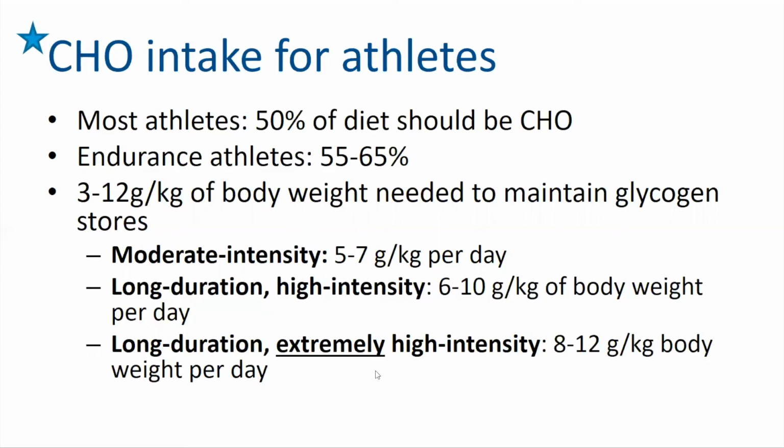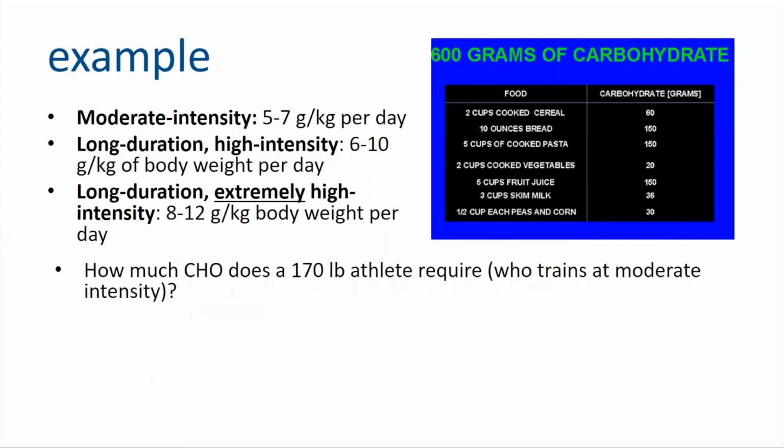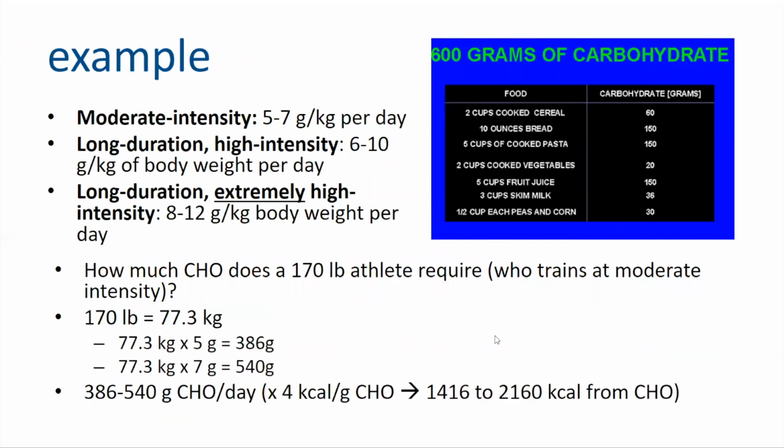As in the previous slide, where I showed that very high intensity exercise would result in quicker carbohydrate depletion, this is showing that the higher the intensity of the exercise, the greater the intake of carbohydrates should be. This slide is just giving you an example of what 8 to 12 grams of carbohydrate per kilogram of body weight would look like.